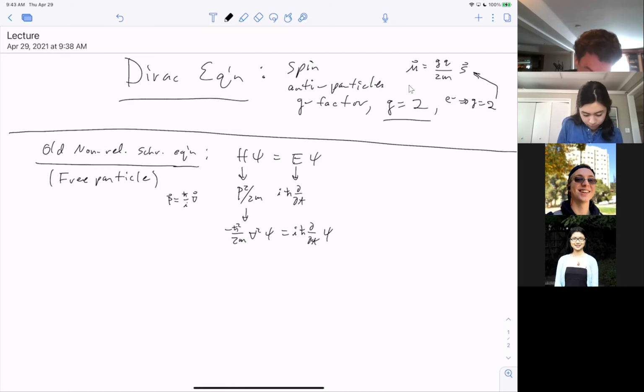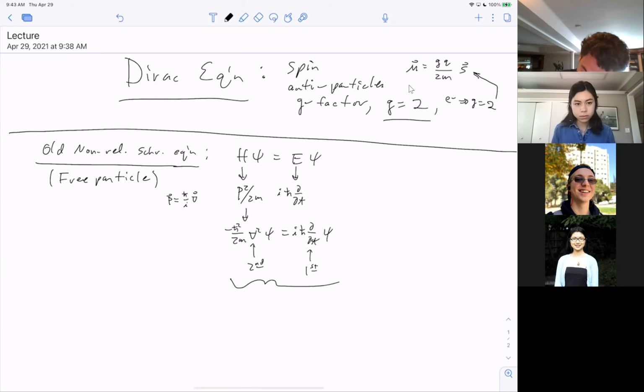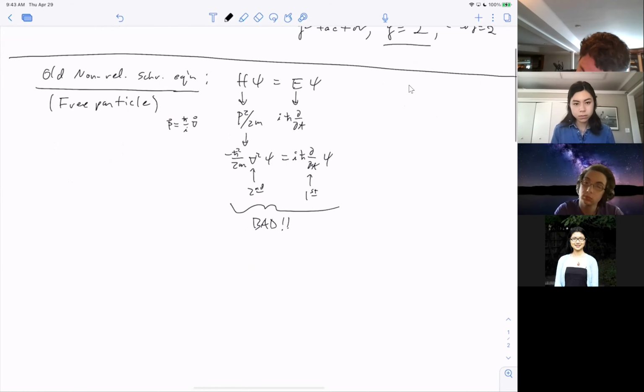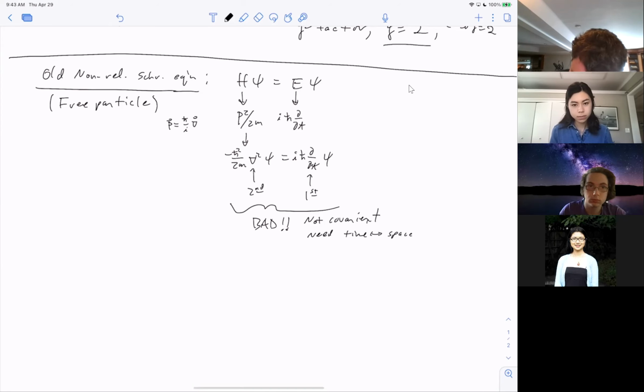But then we look at that and say, oh no, something terrible is happening. This is a second derivative, whereas this is a first derivative. That's bad for relativity. It's not covariant. It doesn't treat time and space on the same footing. We need time and space to be treated the same, and they're not. So something's obviously screwed up.